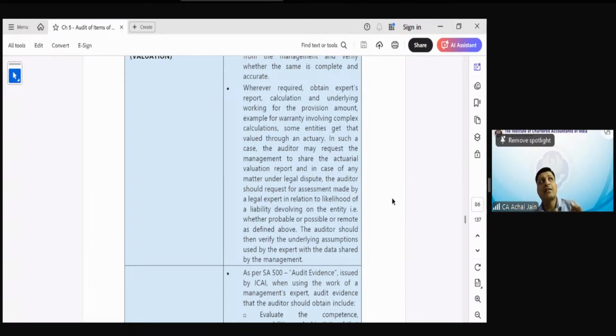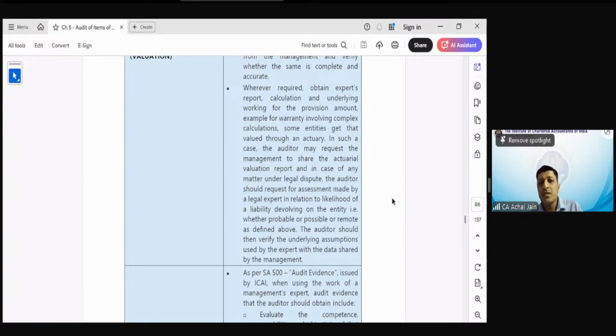Remember, we discussed that whenever the management involves an expert, the auditor needs to review the work of that expert. And before getting on to the review of the work of that expert, what is it that the auditor will do? First, the auditor will have to evaluate the competence of that expert, whether that expert is really competent to do that job or not. So that is one.